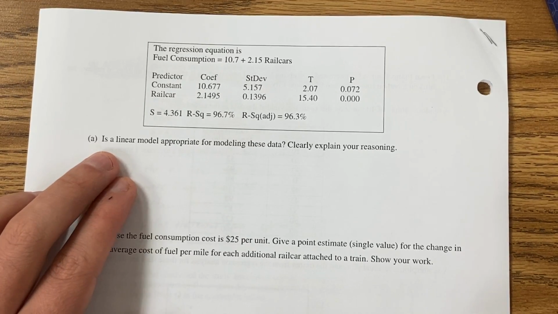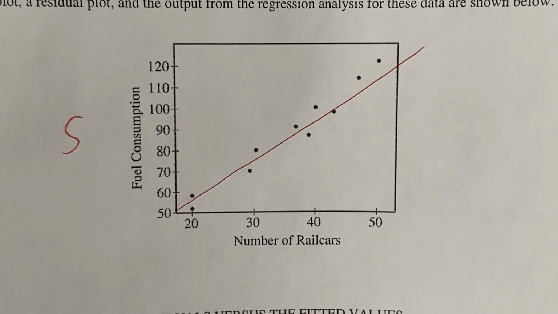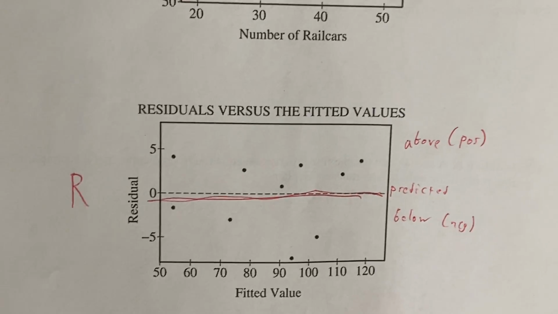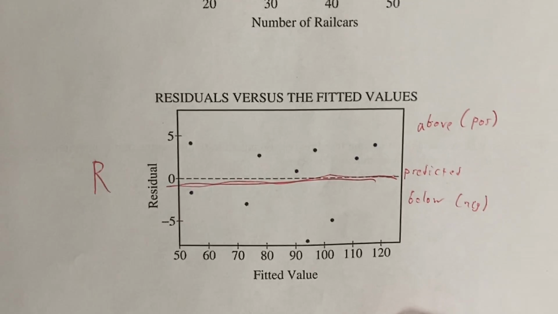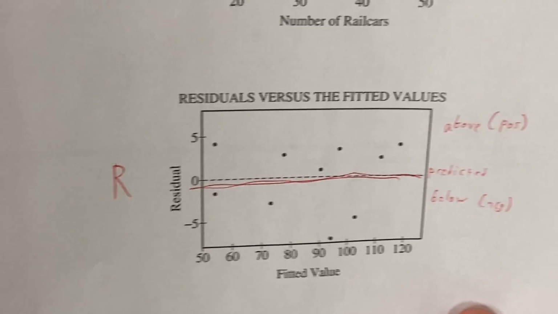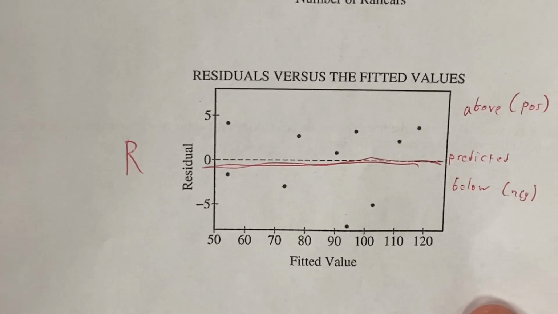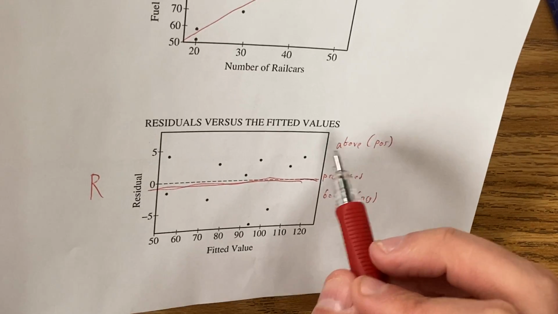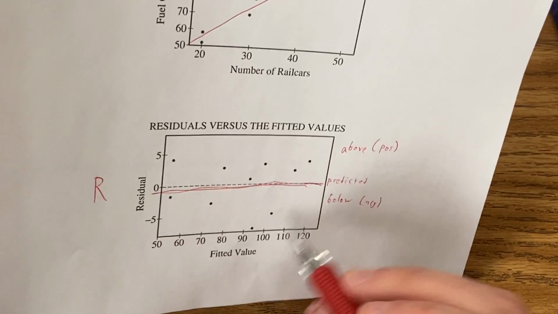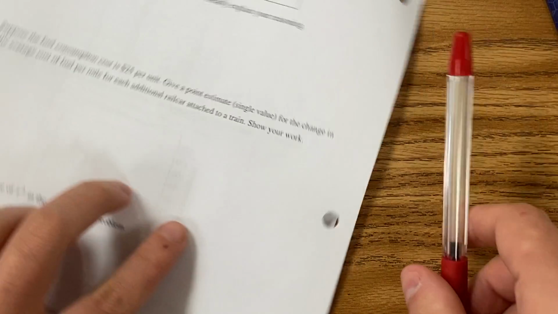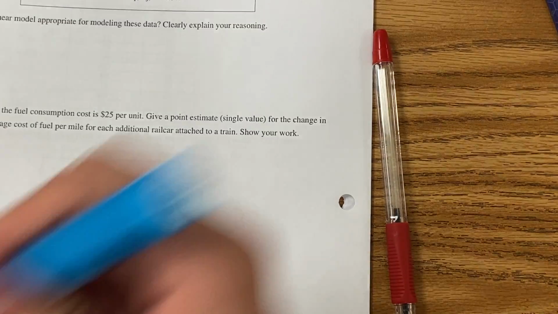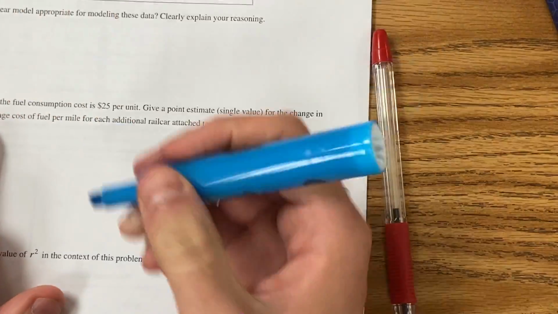Is a linear model appropriate? Just looking at it, I'd say it's good. When you look at the residuals, this is where you're supposed to look. Do you remember why this is going to be good based on the residual plot? It's because it is scattered. There's no pattern, it's not above and then below and above. So yes, it is linear, based on the residual plot.